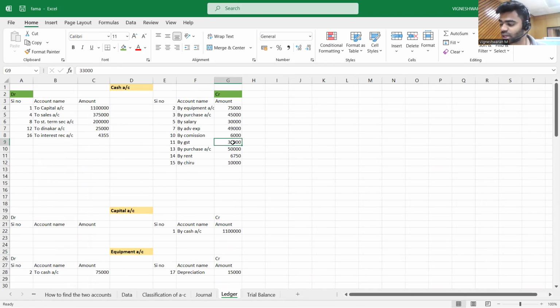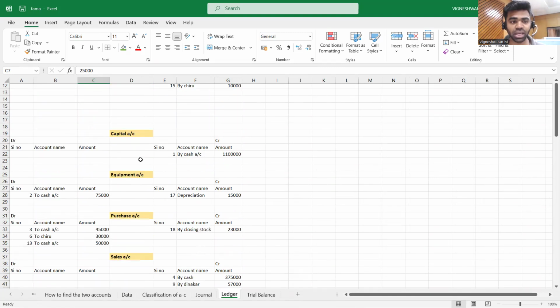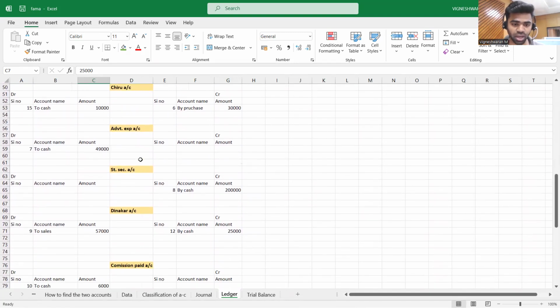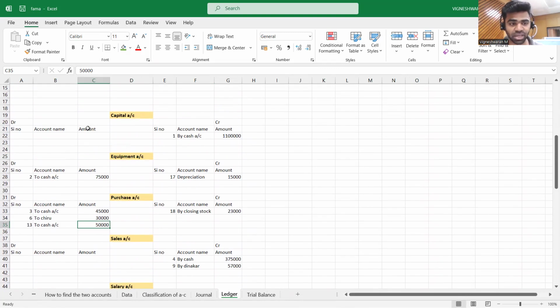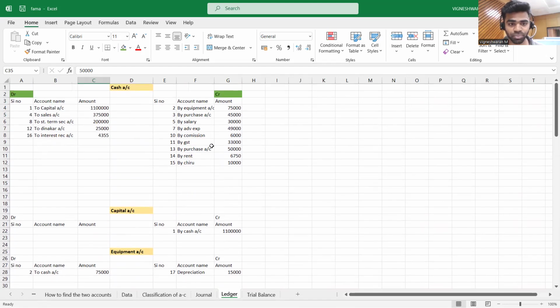Then 12th one is cash account, debtor, Dinakar account, right? So here I am putting 25,000 in the debit side of cash account. In Dinakar table, I am putting 25,000 in the credit side. Thirteenth one, purchase, debtor, cash. So in purchase, I am putting 50,000 in the debit, and in cash, I am putting 50,000 in the credit.